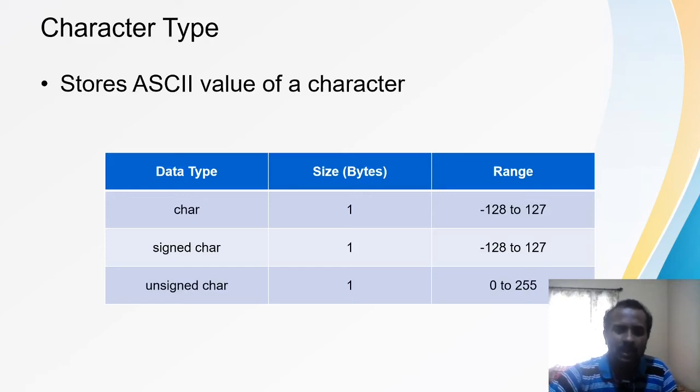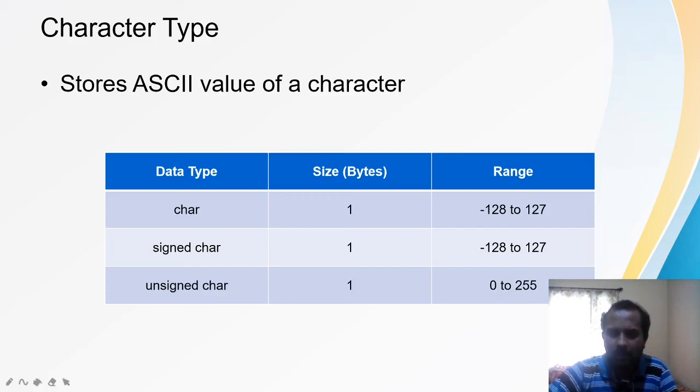Character type stores the character. What is going to be stored? It is already covered in the previous class. When you are trying to store any character, the ASCII value of the character is going to get stored. I have already shown the ASCII table, so you can refer to that in the previous class video. So char consumes only 1 byte of memory. Char is 1 byte, signed char is also 1 byte, unsigned char is also 1 byte only.